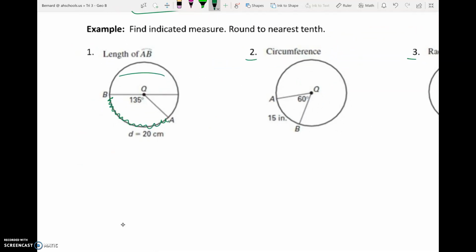Now, notice they don't have any numbers on our radius or our diameter up here, but they do tell us right here. Anytime you see the D, we're going to assume that means diameter. So diameter is 20. So that's perfect. We already have our diameter. And then A to B, right, is this angle right here, the one that intercepts at A and B. And so our x degree measure is 135. So we'll do 135 divided by 360 times pi times our diameter, which is 20.